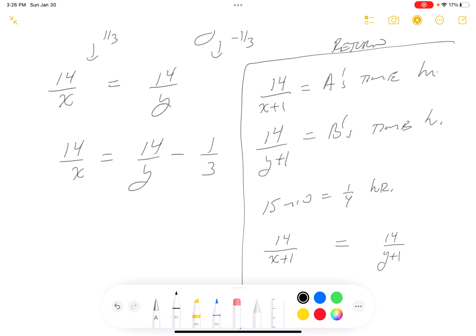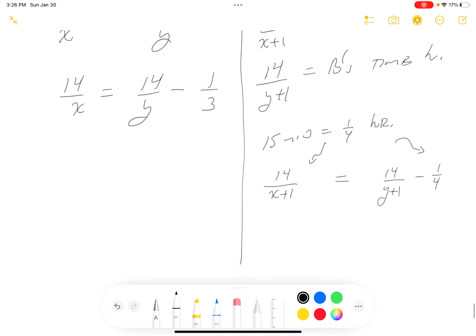All right, now, again, what does it say? It says, on the return trip, it took B 15 minutes more. So you could either add a quarter here, you could add it there, or subtract it here. What I'm going to do is subtract it, minus 1/4. All right, so someone says, what do you have now? Well, I have 2 equations and 2 unknowns.